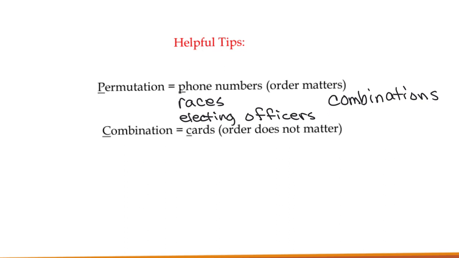A combination, order does not matter. You're just picking a certain number, choosing a certain number, and it doesn't matter how we choose it. So in a permutation, order matters. In a combination, order does not matter.